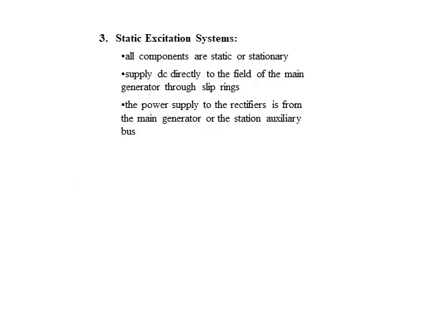Then lastly, we have the static excitation systems, and all the components are static and stationary. The DC current is supplied directly to the field of the main generator through slip rings. Then the power supply to the rectifiers is from the main generator and the station auxiliary bus. So that is it. That is all for excitation systems.